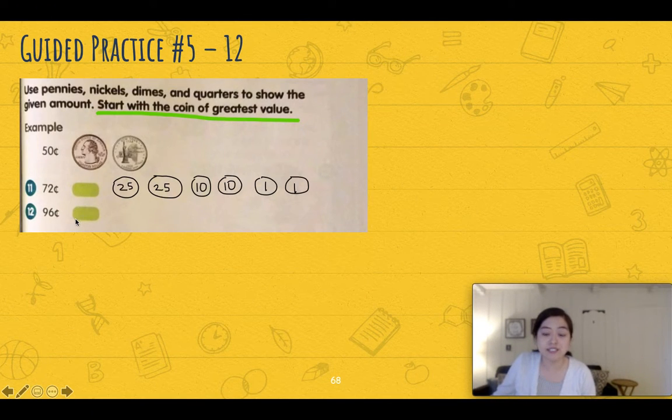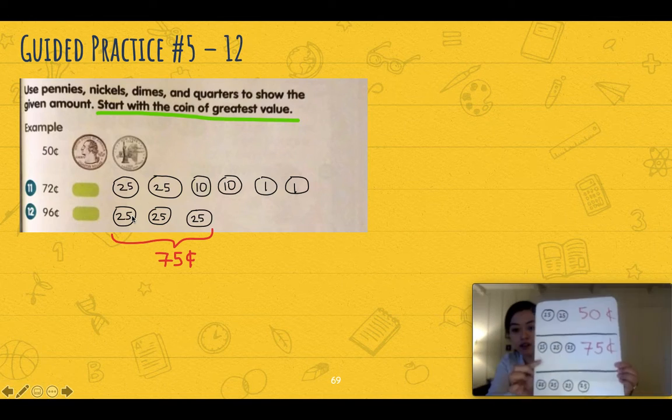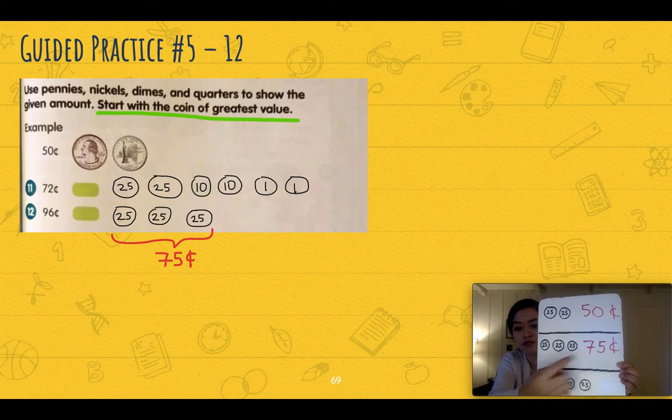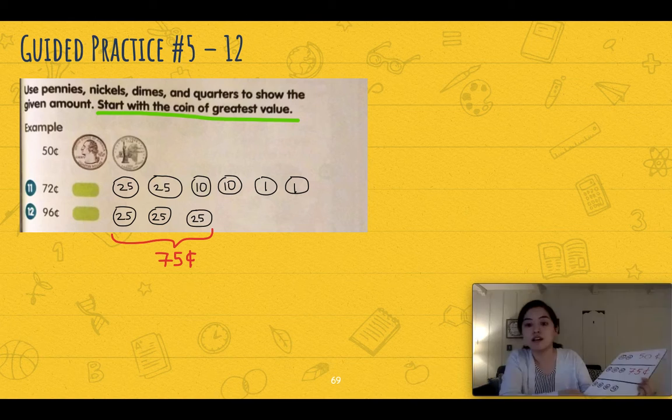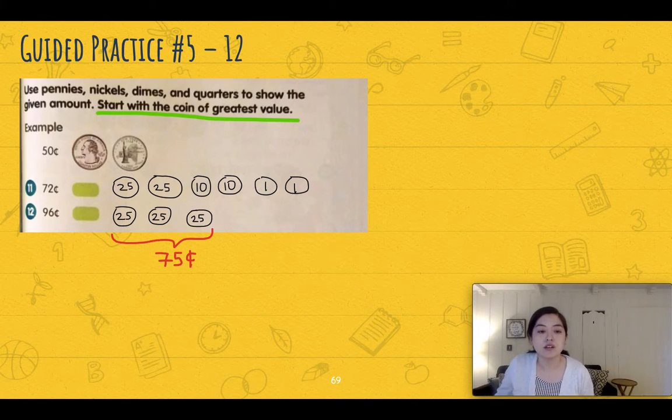Let's look at here, 96 cents, okay? So let's put in 3 quarters, because I remember from here, 3 quarters makes 75 cents, okay? But if I add another quarter, will I go past 96 or be close to 96? I don't know. I'm gonna work out my problem and see if I get closer. So I'm gonna add another quarter to see if I can get close to 96 without going over.